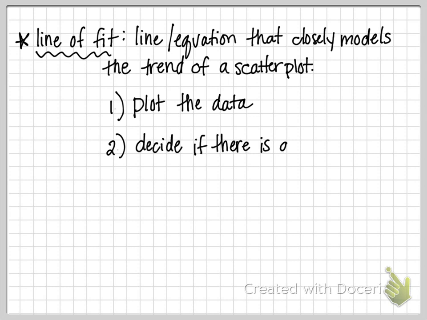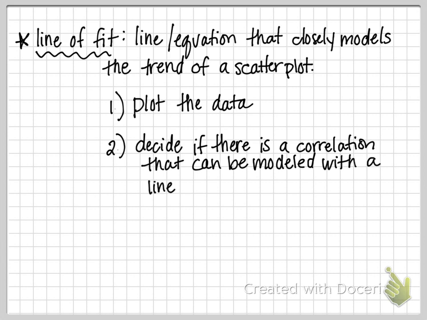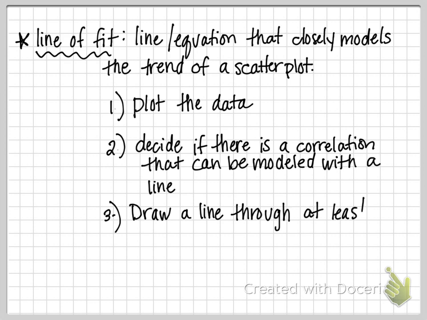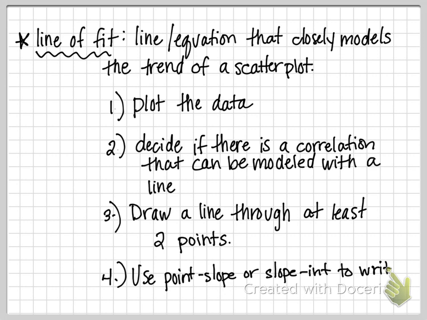Step 2, you need to decide if there is a correlation, because if there's no correlation, you can't write the equation of a line. So you can only write a line of fit if there is a clear correlation. If the dots are all over the place, you're not going to be able to write the line of fit because there won't be one. So then if you can, draw a line through at least 2 points, because we always need at least 2 points in order to write the equation of a line. And use point-slope or slope-intercept to write the equation.